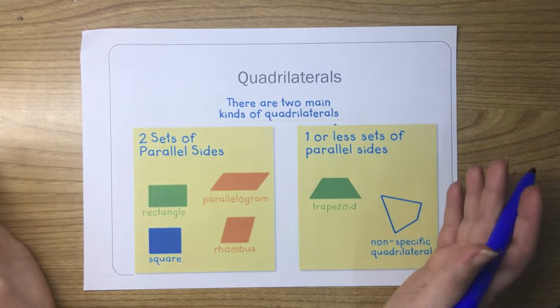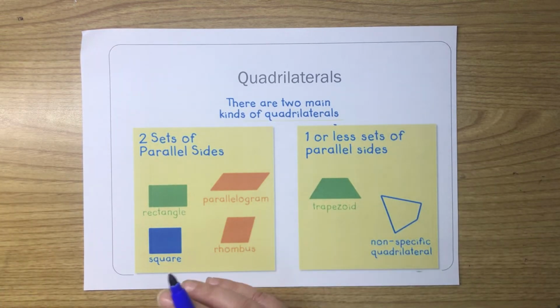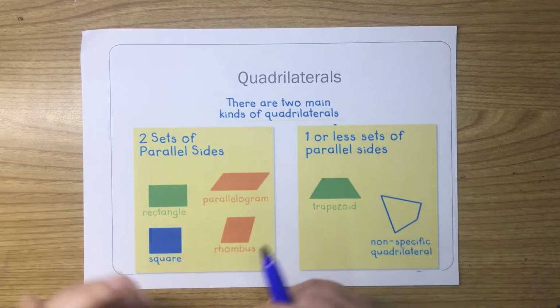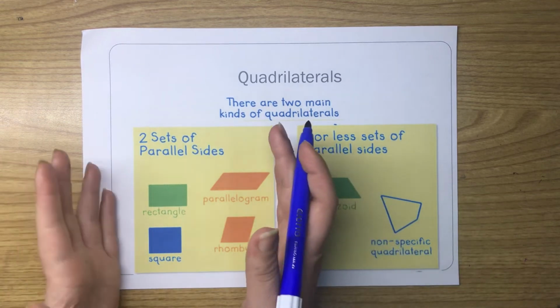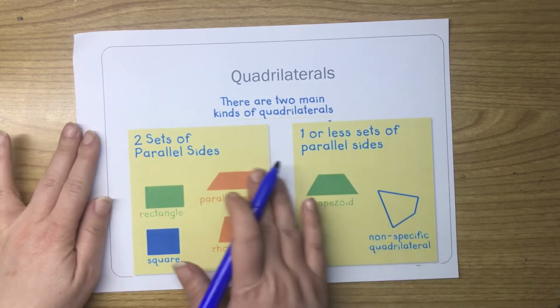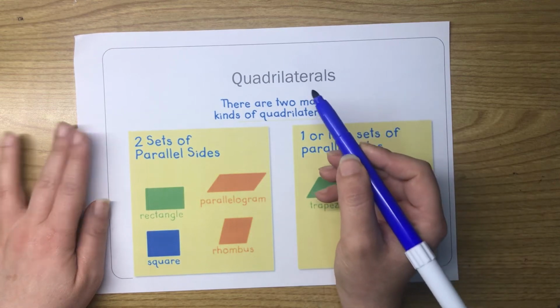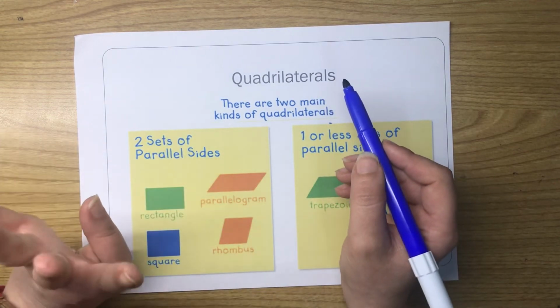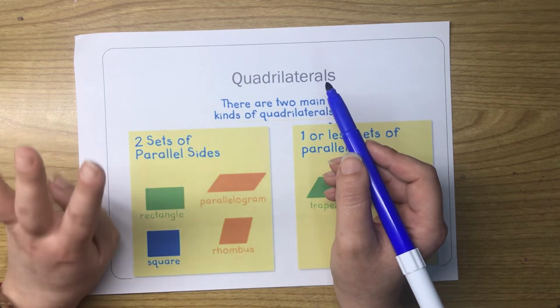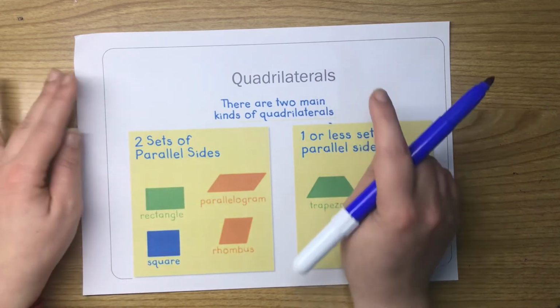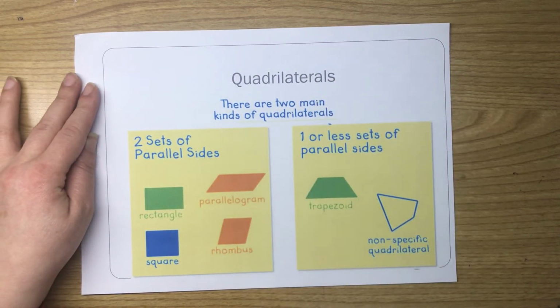Okay, quadrilaterals, you can classify them into two main parts. The first part: what is a quadrilateral? A quadrilateral is any polygon that has four sides. Any polygon that has four sides is called a quadrilateral.